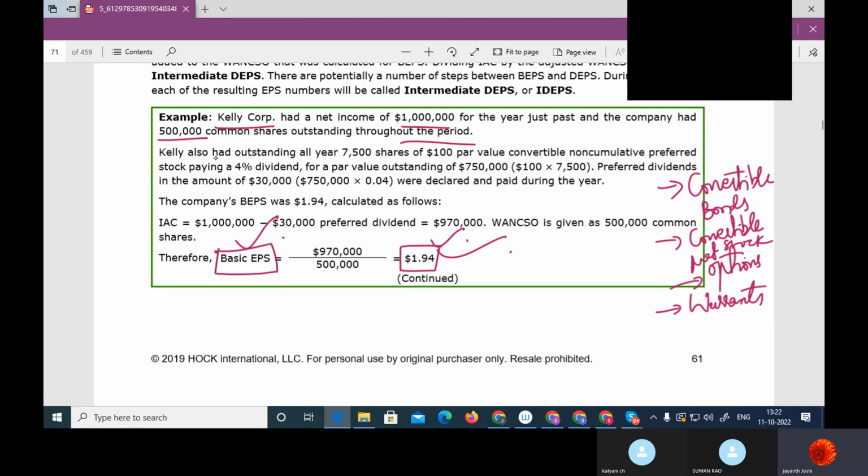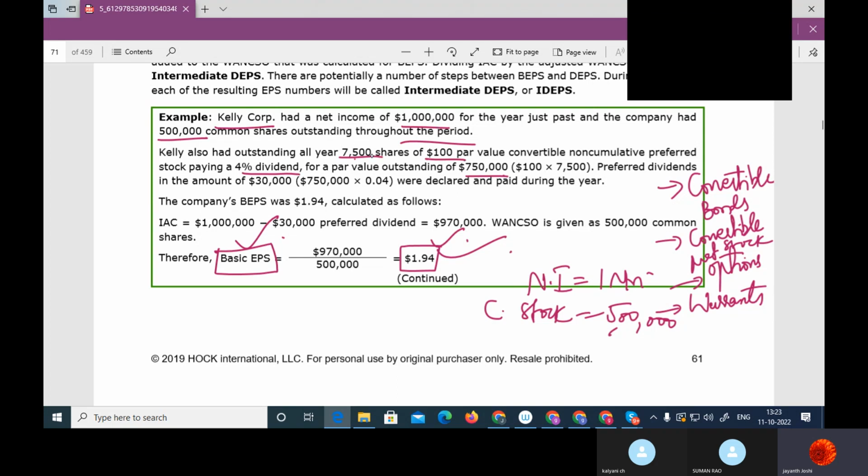Now, Kelly also had outstanding all year 7,500 shares of $100 par value convertible non-cumulative preferred stock paying a dividend of 4%, for a par value outstanding of $750,000. The net income of the company is 1 million. The common stock the company has is 500,000. You already know that if you divide net income by the shares, you get basic EPS. But there is one more fact here.